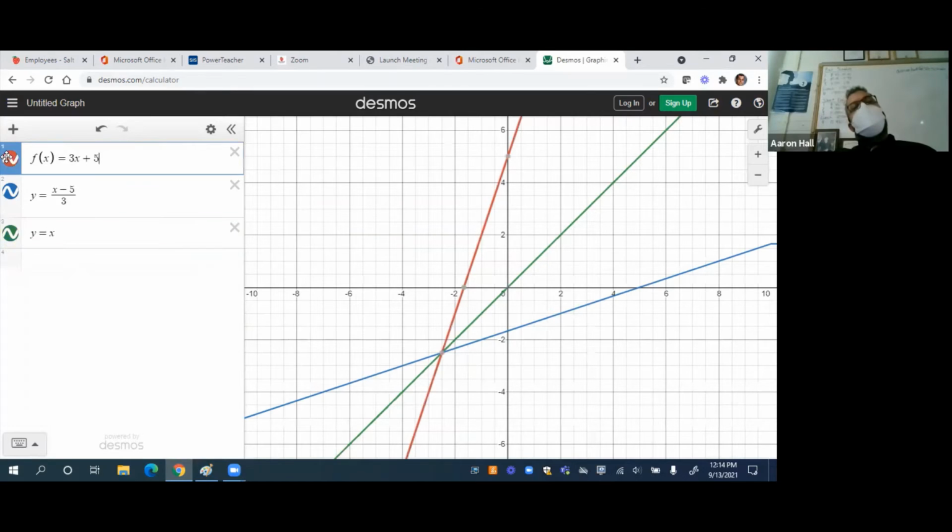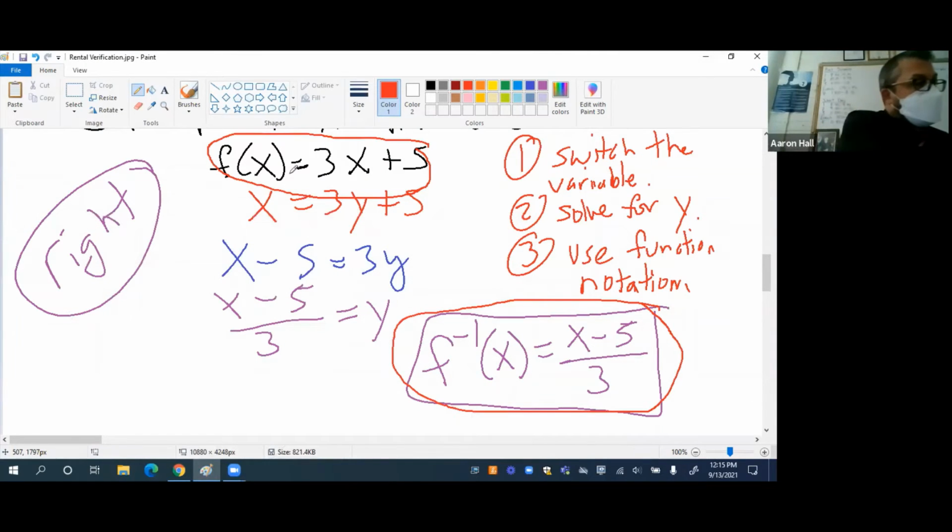Is my function one-to-one? Yes. And we can verify that even by looking at our graph, our inverse. Our inverse is also a function, so it had to be one-to-one.